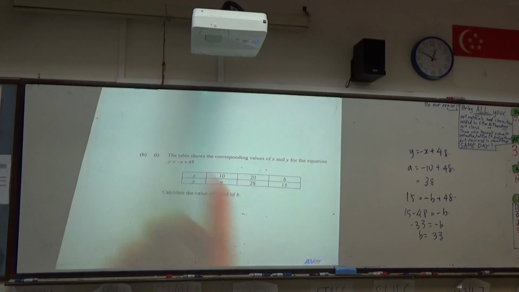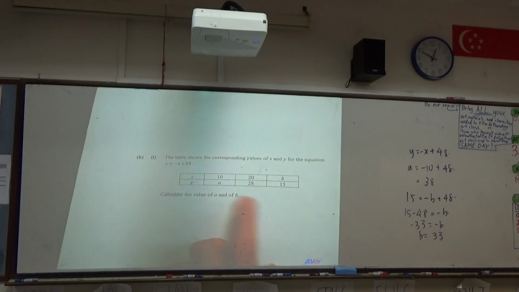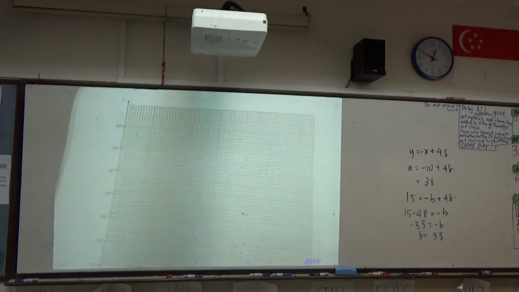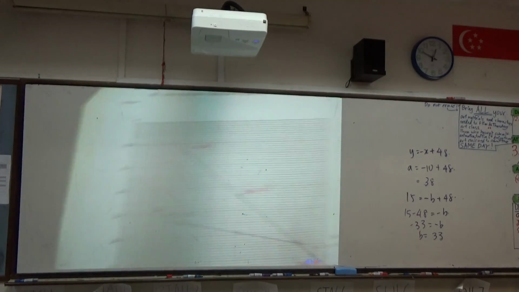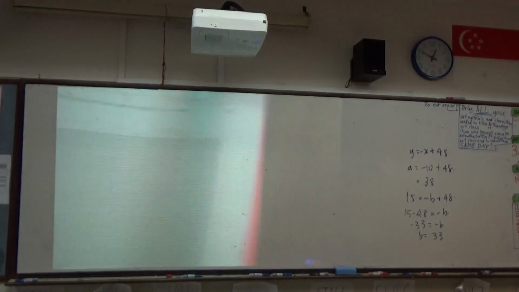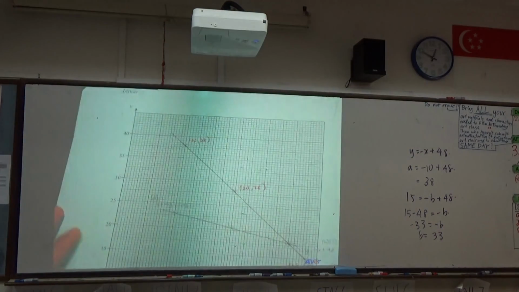The question already gives you the table of values. So you just have to plot. So A is actually 38, B is 33. So when you plot it, you should be able to get a graph that looks like that.